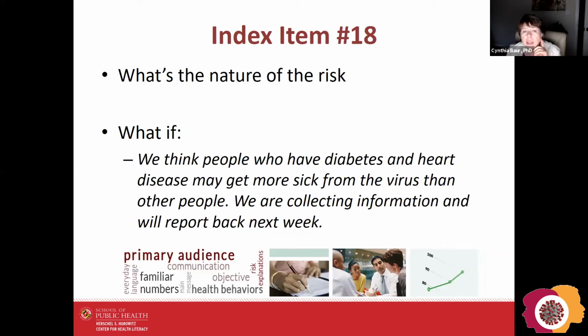Index item number 11 says we need to tell people what is the actual nature of the risk so they can evaluate for themselves what they need to be doing. So again, this is a hypothetical example of what we could have said. We think people who have diabetes and heart disease may get more sick from the virus than other people. We are collecting information and will report back next week. Again, we're couching it in terms of the fact this is initially what we're seeing. It's not definitive. We still need more information, but we want to get this out to you because we want you to know that if you have diabetes and heart disease, as opposed to an underlying health condition, which was very non-specific, this is something that you might need to pay special attention to.